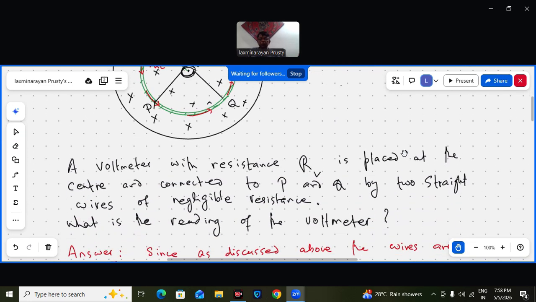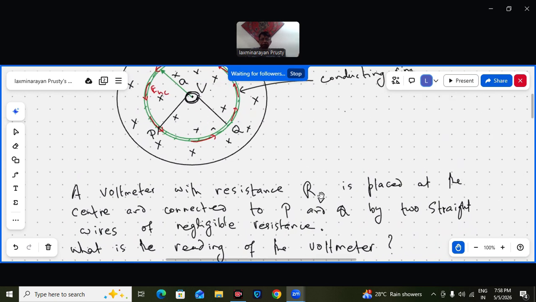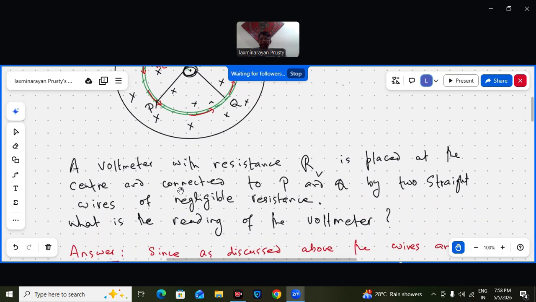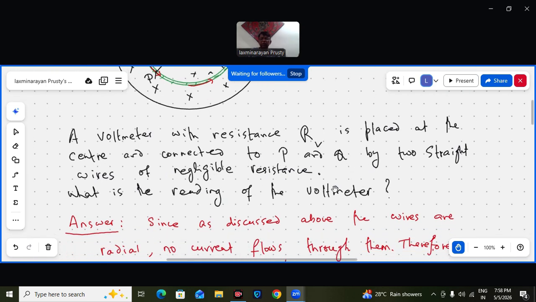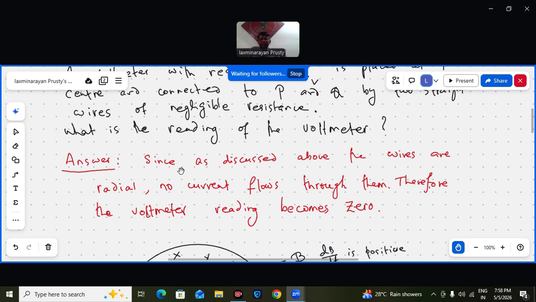The resistance of the voltmeter is RV, placed at the center and connected to P and Q by two straight wires of negligible resistance. I will come to why negligible resistance in the next situation. What is the reading of the voltmeter? Simple answer.